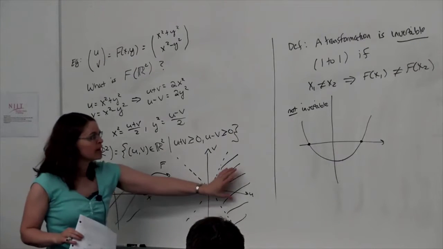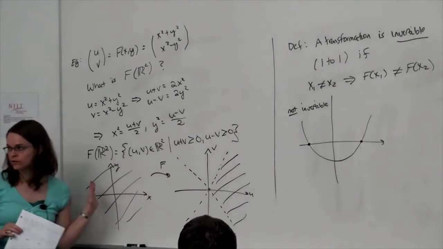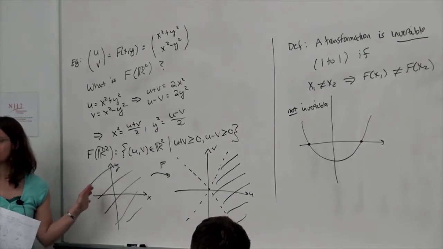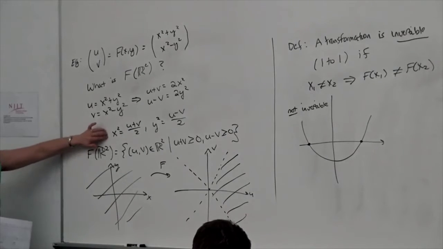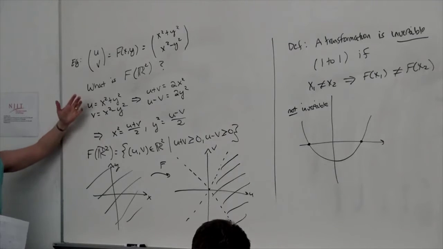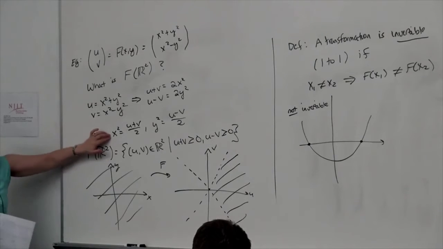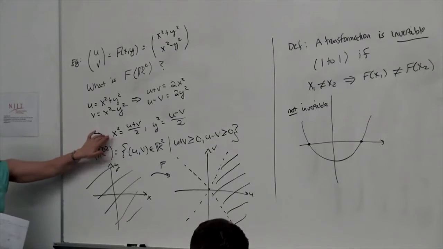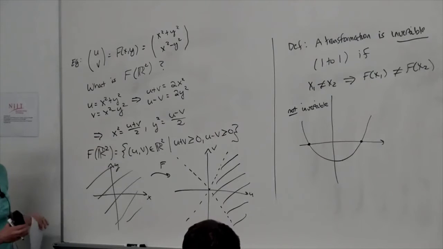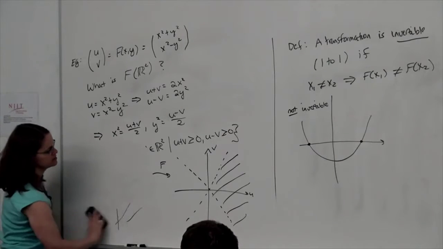So anywhere in here, this certainly came from somewhere in R2. That's not a problem. But points in here in general could have come from more than one location in here. And we see that right here when we try to solve for x and y. Sure, I can find solutions, but I can find multiple solutions. In general, I could find 4 different solutions, depending on whether I take the positive or the negative square root.